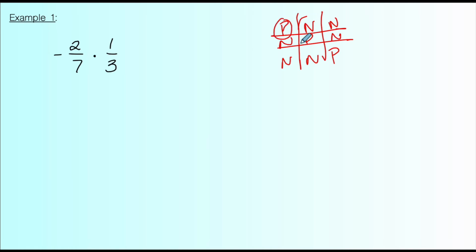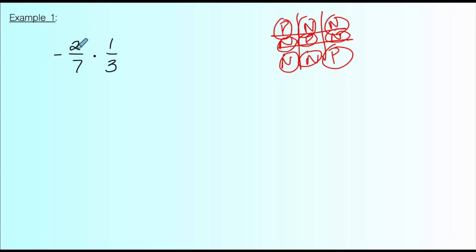A positive times a negative is a negative. A negative times a positive is a negative. A negative times a negative is a positive. So no matter how you read this, it has all of your rules built into it. Fun little trick, might help you if you forget.